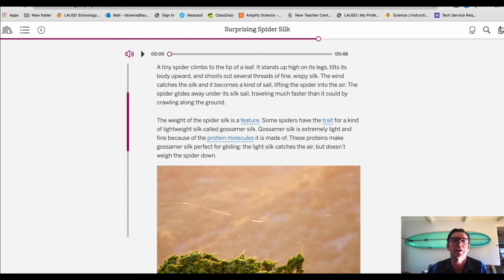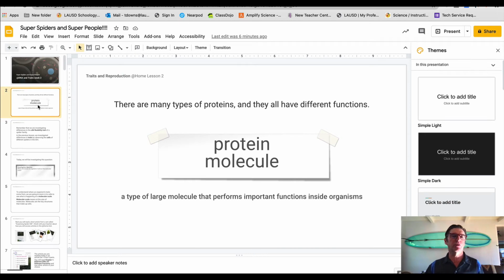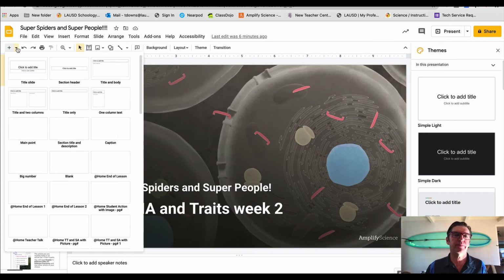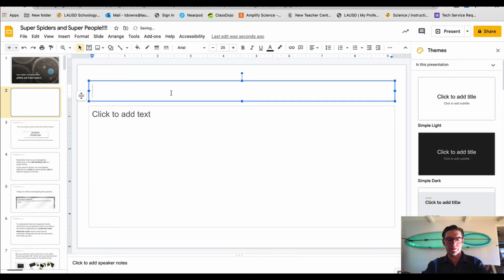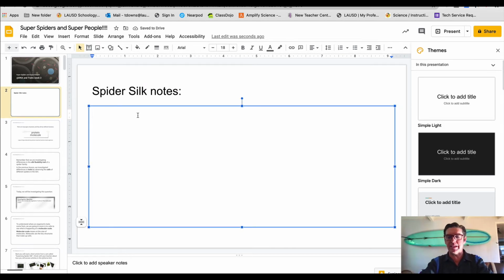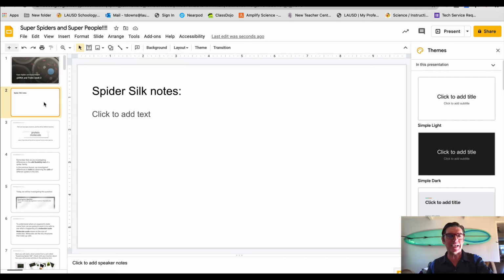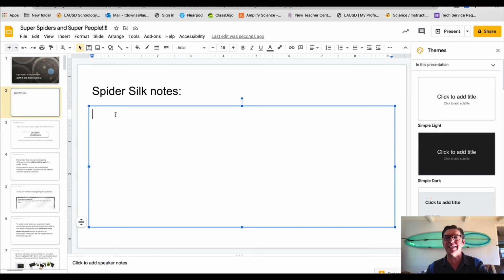All right, let's keep going with our activities here. Now, what I want you to do is just create a top slide and call it Spider Silk Notes. And just for now, write one thing you read about, learned about, or talked about, maybe about protein molecules. Maybe you could even say what a protein molecule is. Say something about spider silk and protein molecules or something interesting from the article. One sentence, that's all you need. I'm going to give you about 3 minutes right now. It doesn't take that long. Open the slideshow, write your sentence.